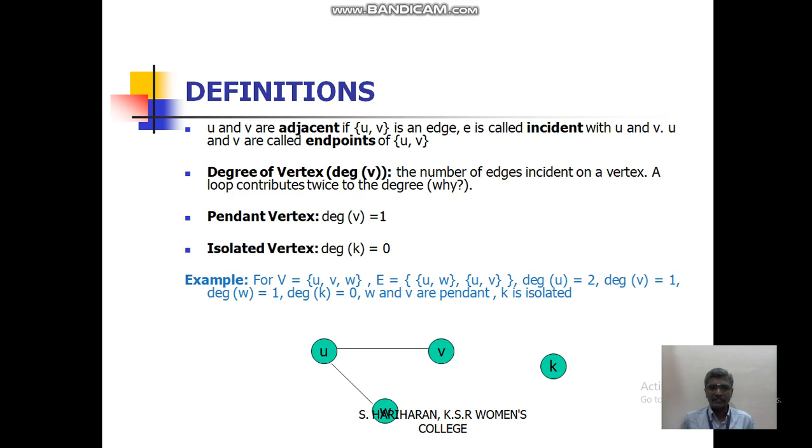Then degree of a vertex. It means the number of edges incident on a particular vertex. A loop contributes twice to the degree. Next one, pendant vertex. In a graph, any vertex whose degree is equal to 1 is called a pendant vertex. Next one, isolated vertex. In a graph G, any vertex whose degree is equal to 0 is called an isolated vertex.